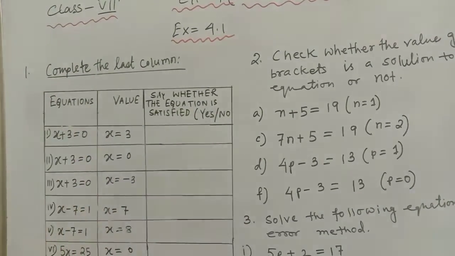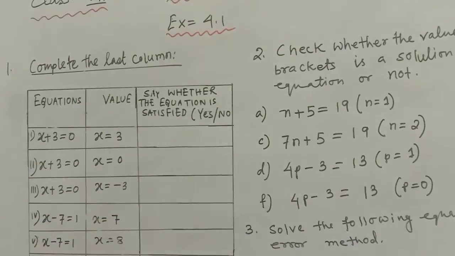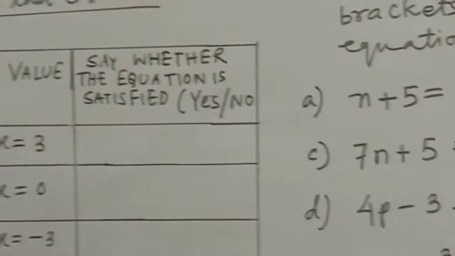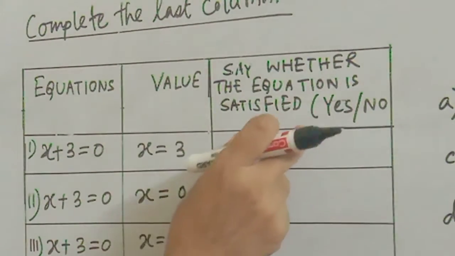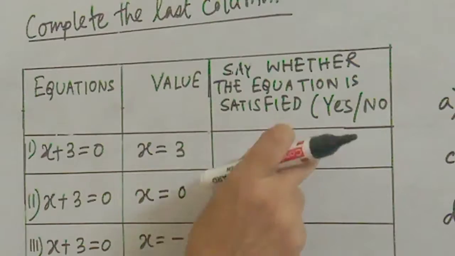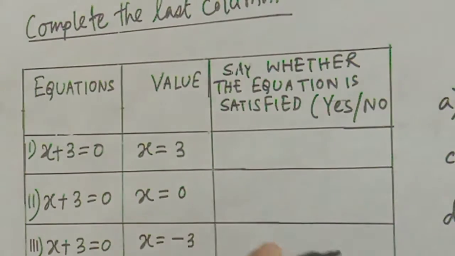Here equations are given. Possible values are given. It is the correct value of this equation or not. You have to find out this only. And whatever your result is, you have to write the result in this last column.